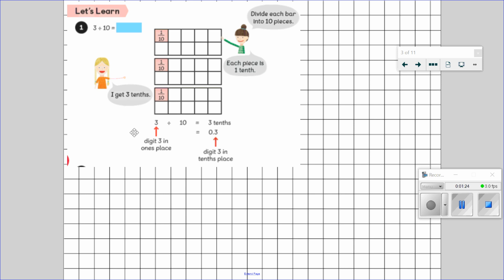So let's look at a number sentence that shows us this. 3 divided by 10 is 3/10. And here we have it written as a decimal. What do you notice about what's happened to the number 3? It started in the ones place, but when it was divided by 10, it moved. It's ended up in the tenths place.